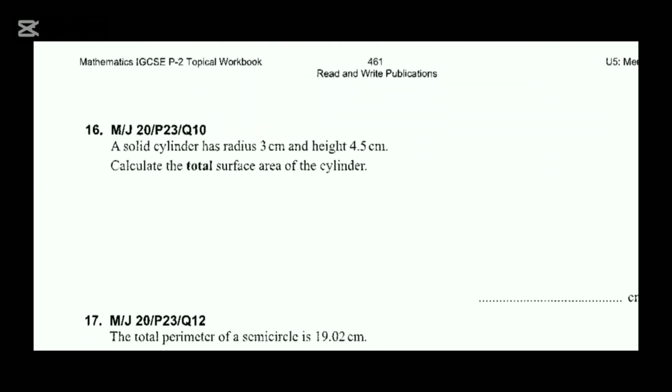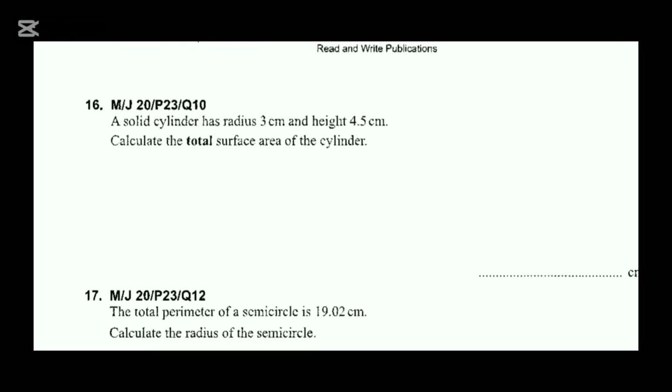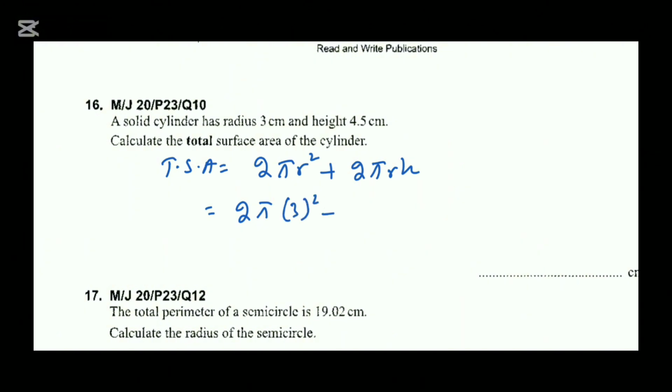Next question, a solid cylinder has radius 3 centimeter and height 4.5. Calculate the total surface area of the cylinder. Okay, so this is also very easy. Total surface area of cylinder means total surface area is equal to 2 circles, 2 pi r square, plus 2 pi r h, the curved surface area of the cylinder. So 2 pi, radius is 3 square, plus 2 pi r h.